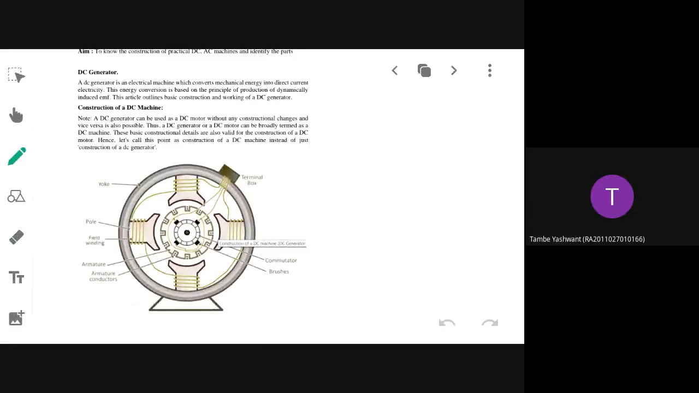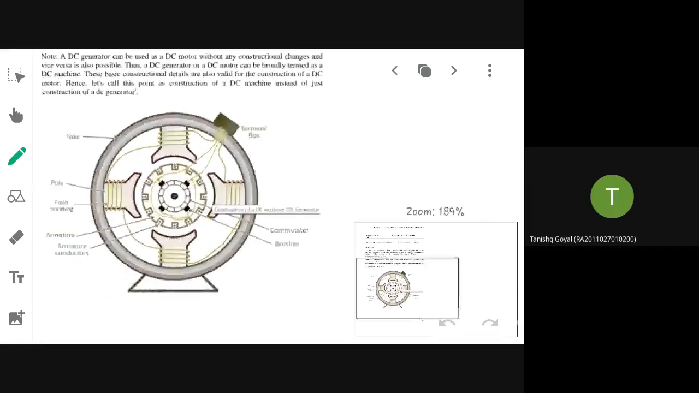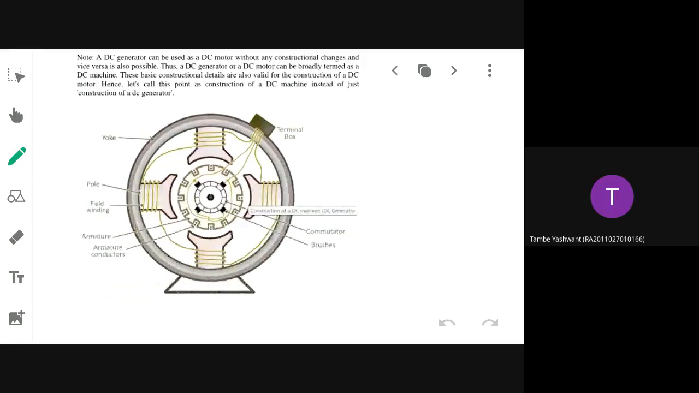In a motor, ma'am, the yoke and all. Which will come under stator, which will be coming under rotor? Yes, ma'am. In stator it will be yoke, terminal box, poles and field winding. Okay, then what parts will come under rotor section? Ma'am, commutator, armature conductors and brushes. What is the working principle of a generator and a motor?